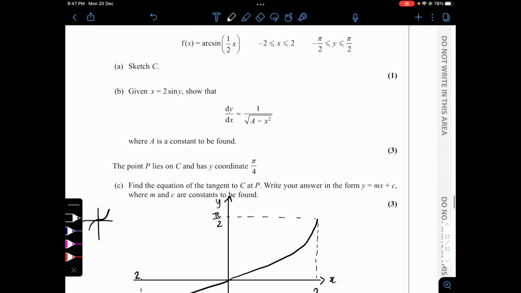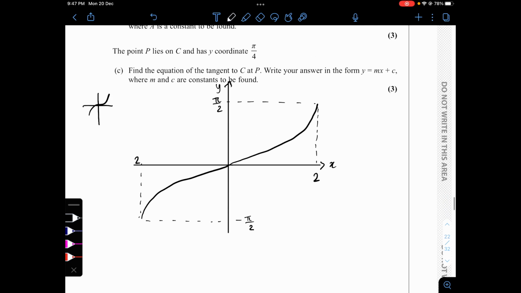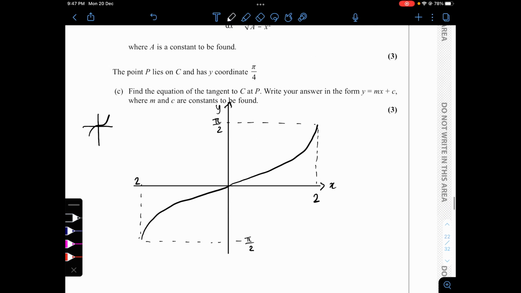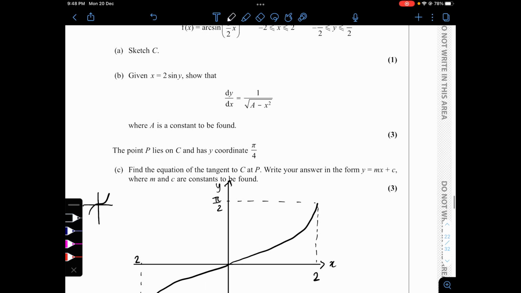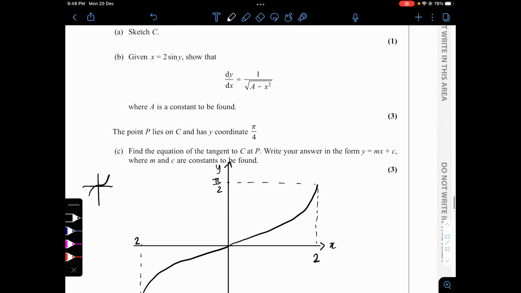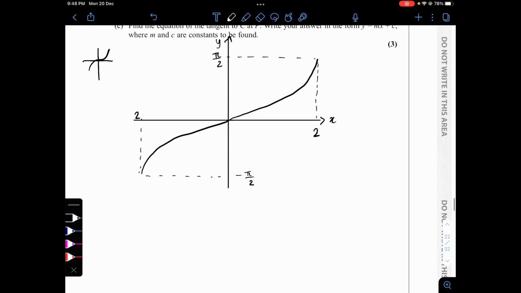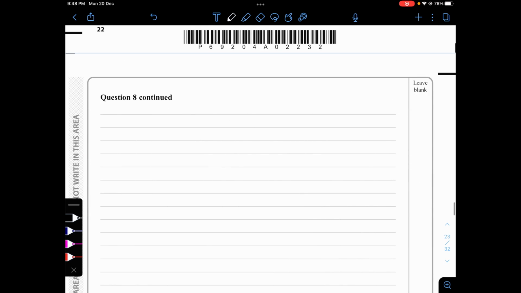Alright, so we only get 1 mark for this because they just want to know the shape of it in the sketch. It's not an actual drawing. So that's what this is. Let's look at part B. So part B says, given x equals 2 sin y, show that dy over dx is 1 over the square root of a minus x squared, where a is a constant we found. So let's do part B here.